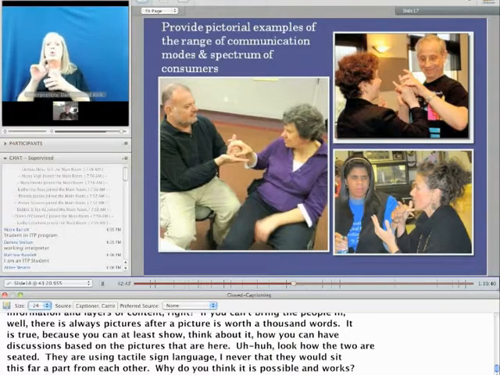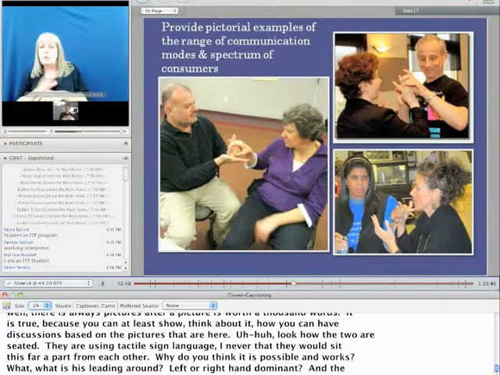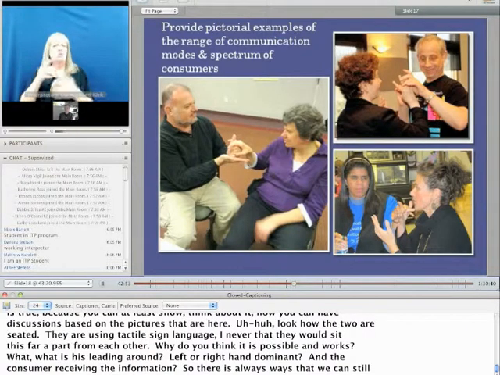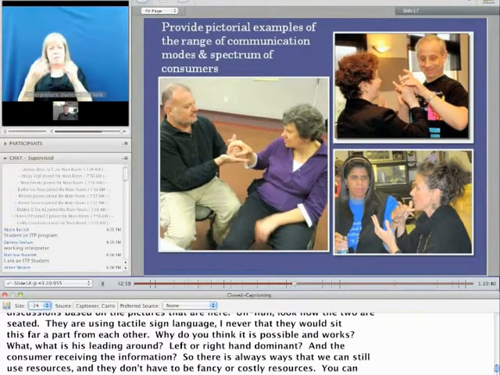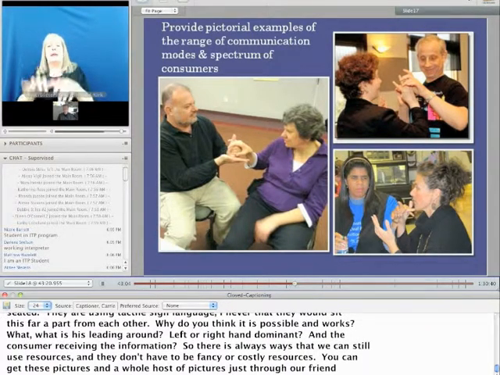So there are always ways that we can still use resources, and they don't even have to be fancy or costly. You can get these pictures and a whole host of pictures just through our friend Google. Go to Google Images and put in tactile sign language or deafblind interpreting, and you will get a very nice array of images that are available.